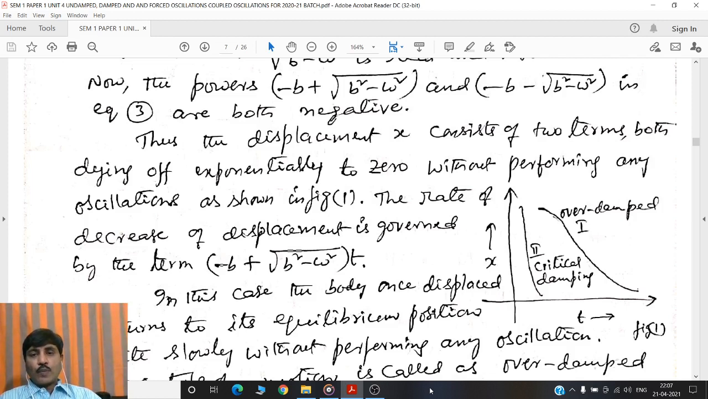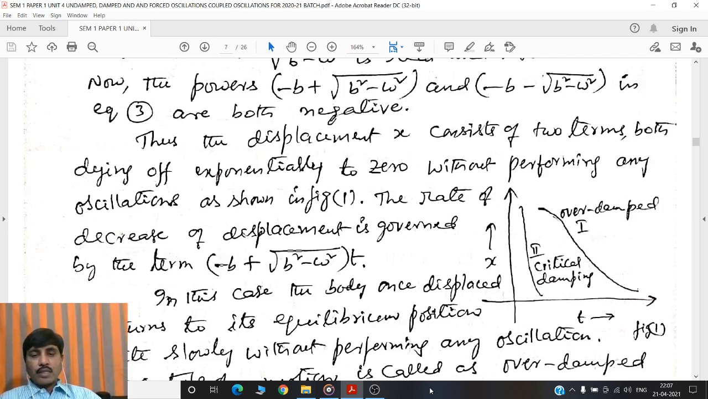Thus, the displacement x consists of two terms, both dying off exponentially to 0 without performing any oscillations, as shown in the figure. The rate of decrease of displacement is governed by the term minus b plus square root of b square minus omega square into t.